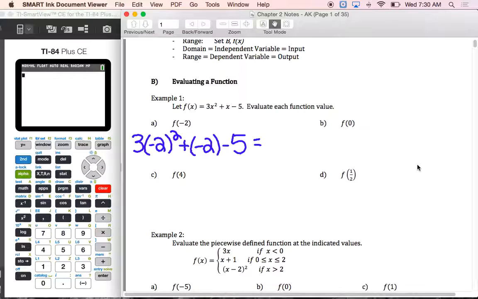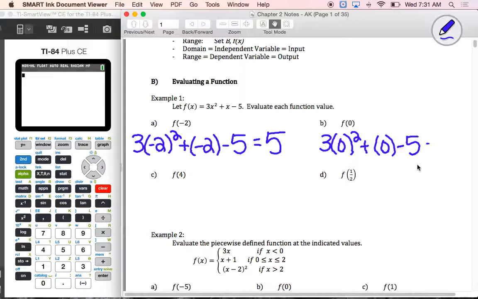I'm not going to use the calculator on my desktop right now. That's going to be for later on. It just takes me a while to type everything into that calculator. So you type it into your calculator, or I'll type it in on my handheld calculator. When you type it in, you should get 5 for your answer. Doing the same thing with 0, wherever there's an x, we're going to put 0 now. So when we plug that into our calculator, we're going to get a -5.